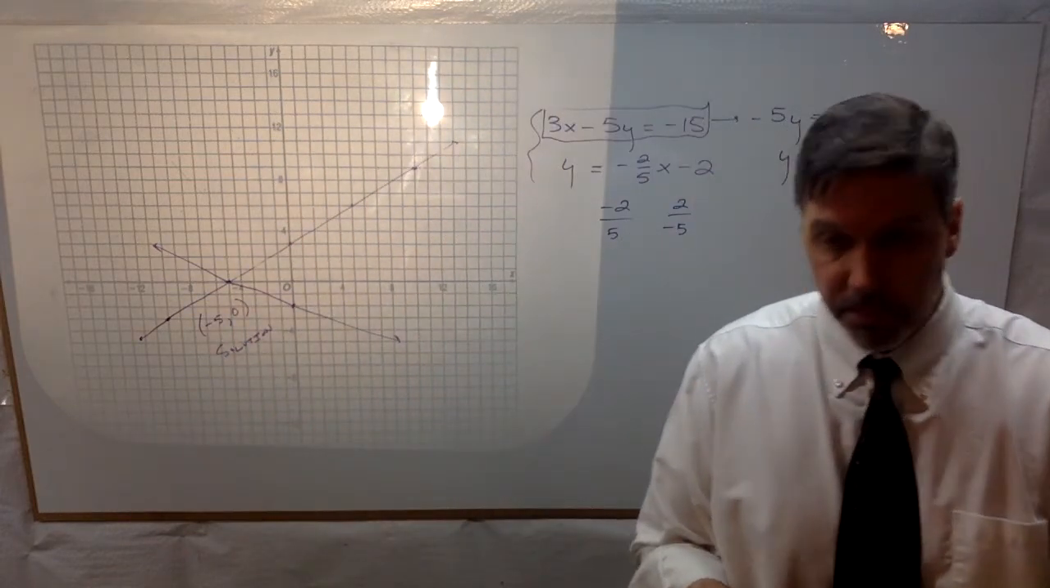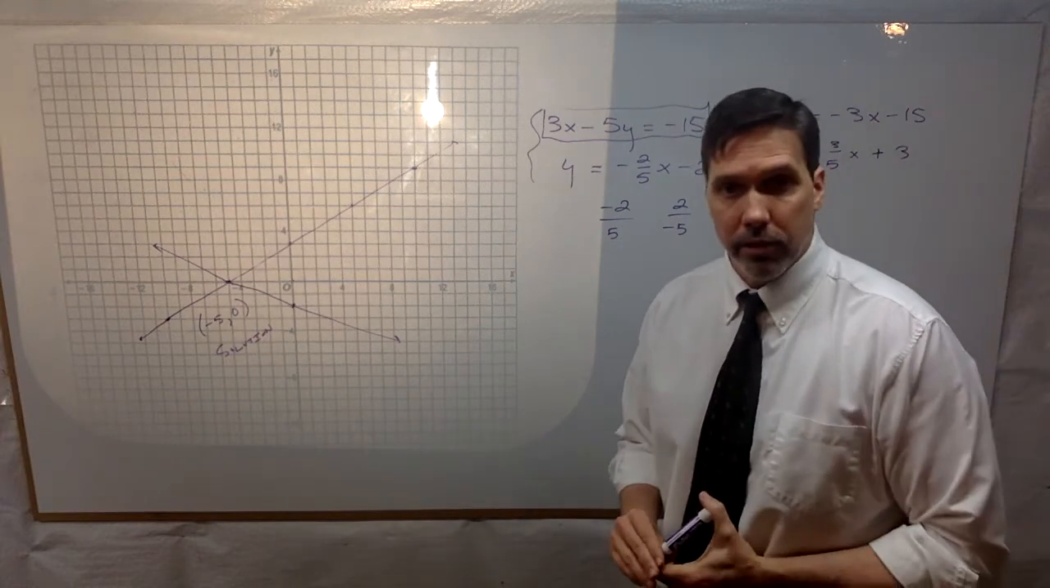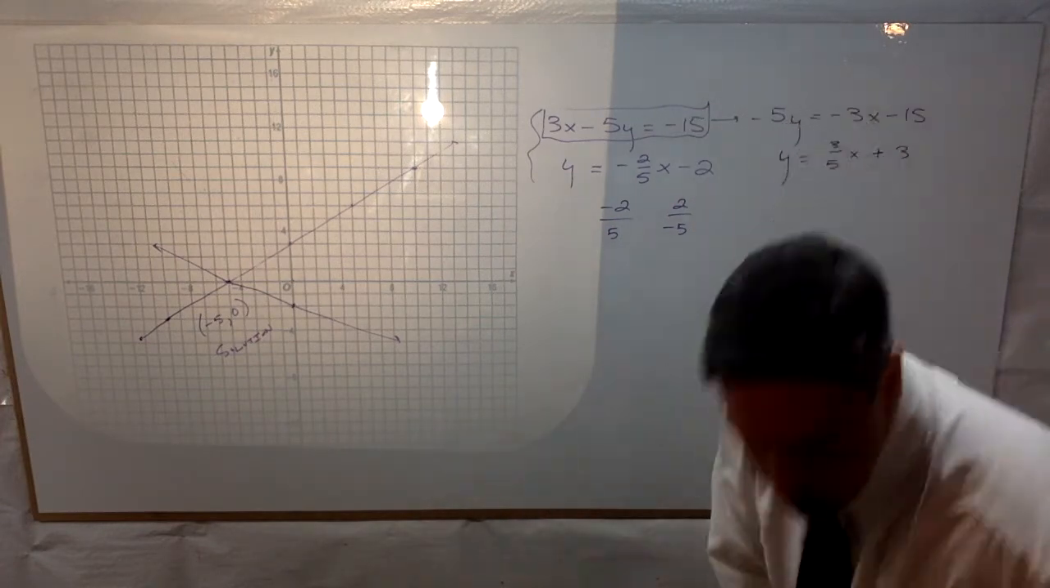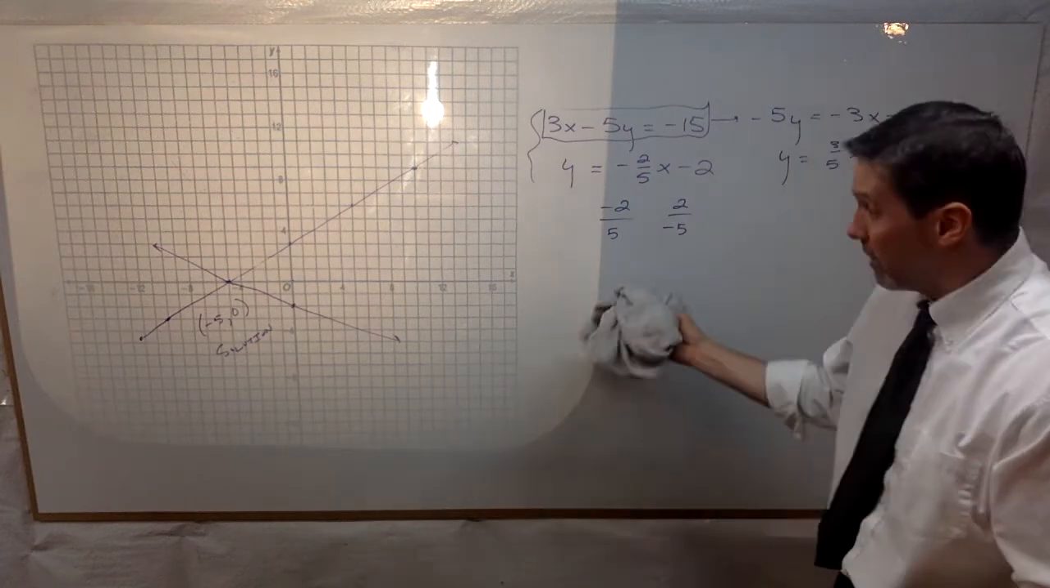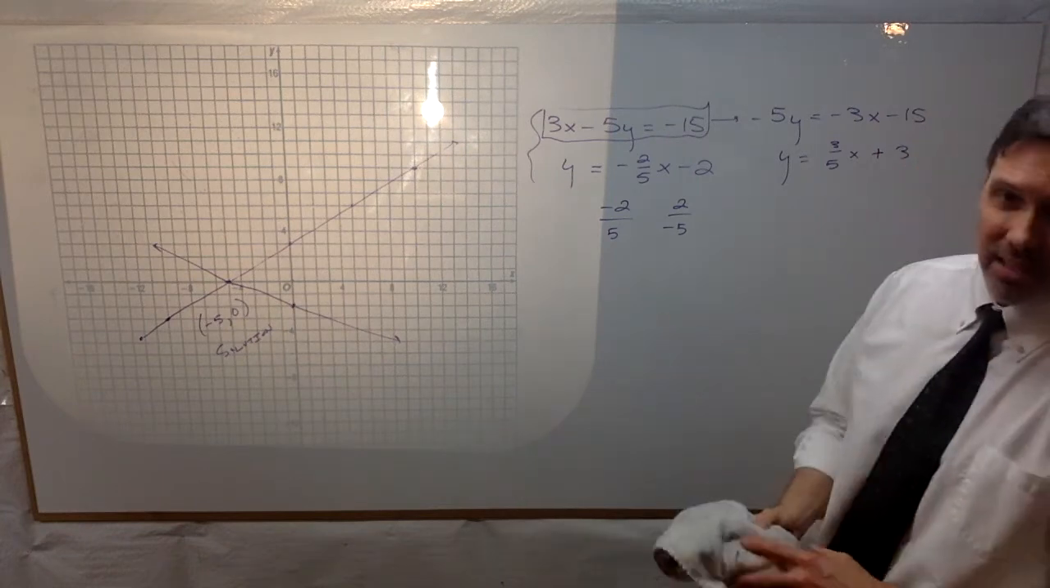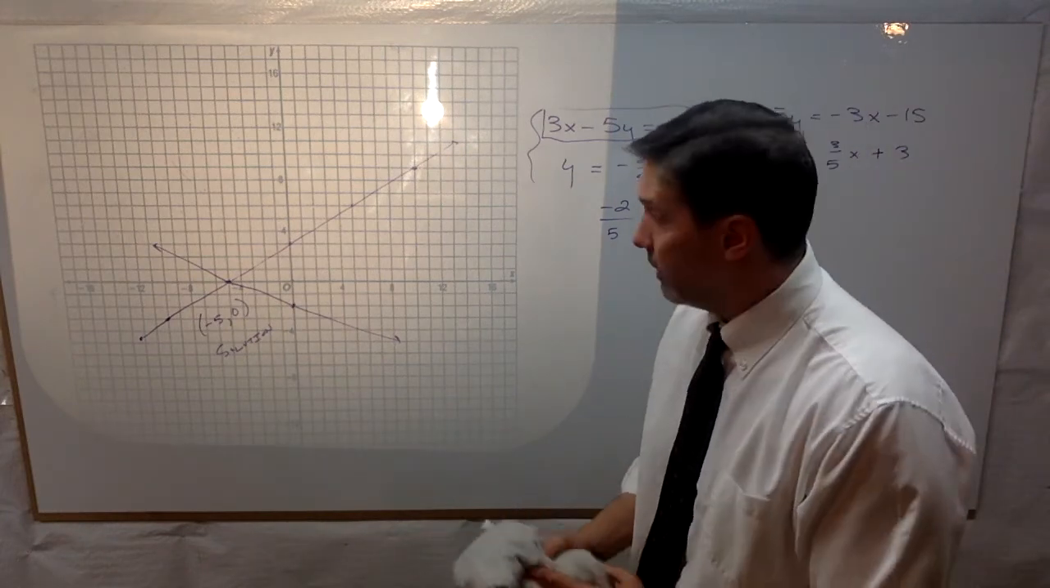Right. And that's basically how you solve a system of linear equations, by graphing. Not exactly the greatest method in the world, just for the fact that graphing can be kind of difficult, particularly when it's not in slope-intercept form. Plus, accuracy can be somewhat of an issue.